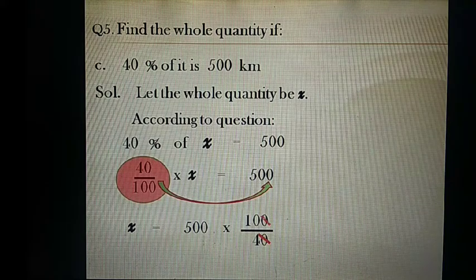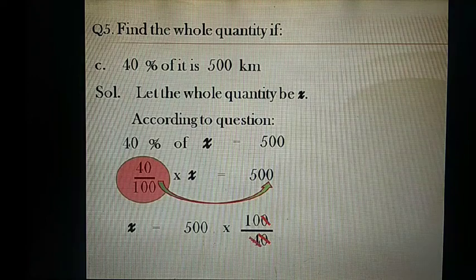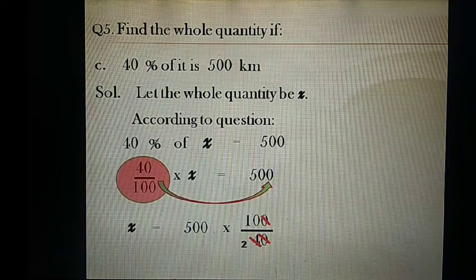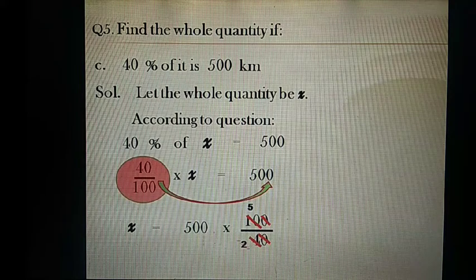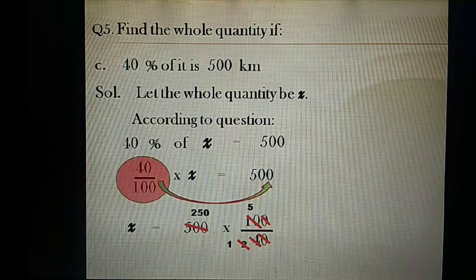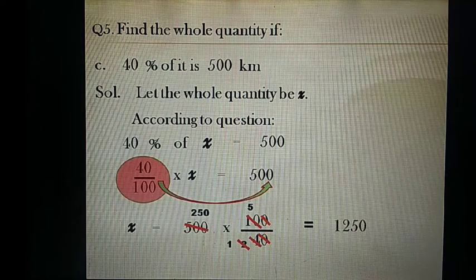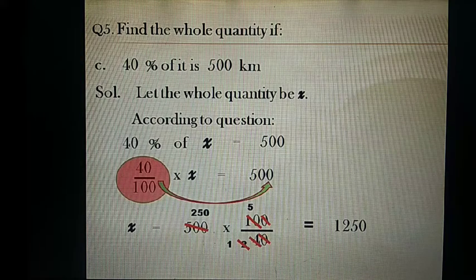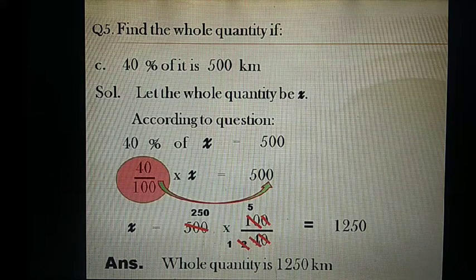Now cancel 0 first. Then common factor 2. 2 twos are 4, 2 fives are 10. Again we can cancel them. 2 ones are 2, 2 fifties are 100. Finally multiply 250 and 5. You will get the answer as 1250. So whole quantity here is 1250 kilometer.